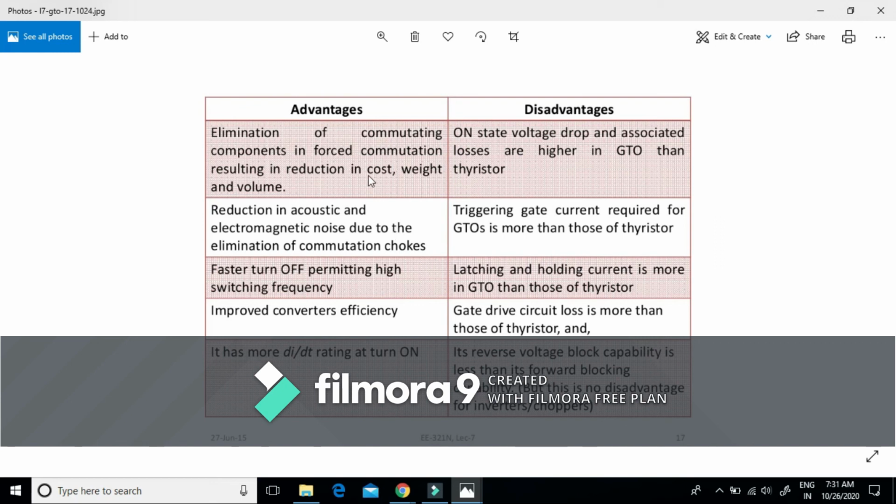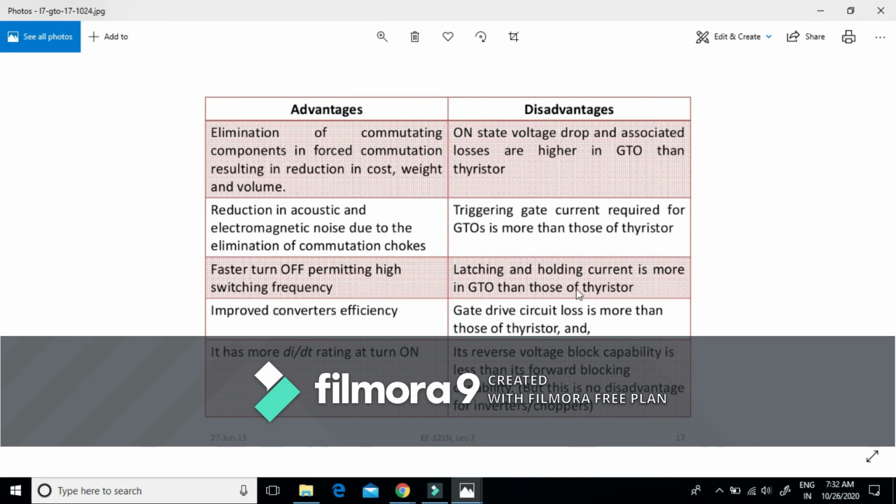The elimination of commutating components results in reduction in cost, weight and volume, reduction in acoustic and electromagnetic noise, and elimination of commutating chokes. It has faster turning off, resulting in higher switching frequency, improving converter efficiency. It has more di by dt rating at turn on.